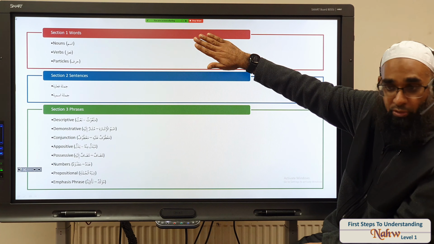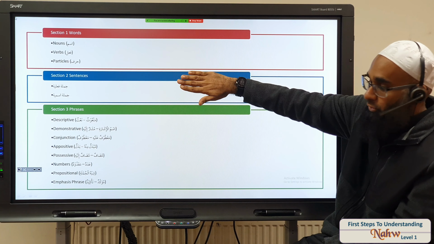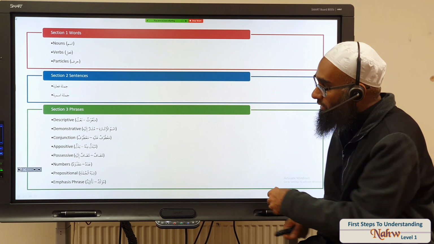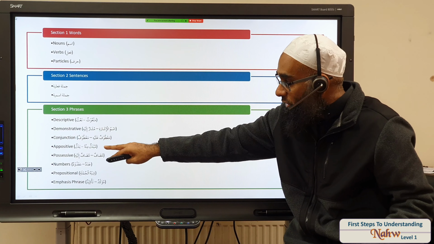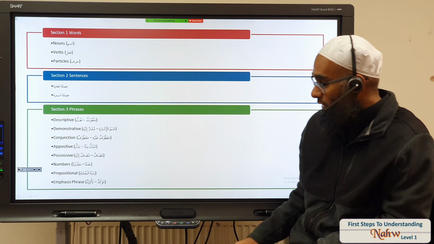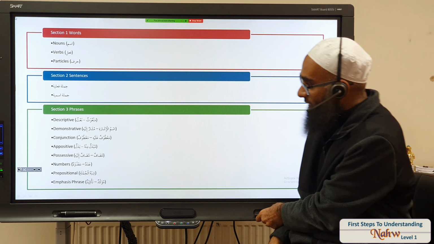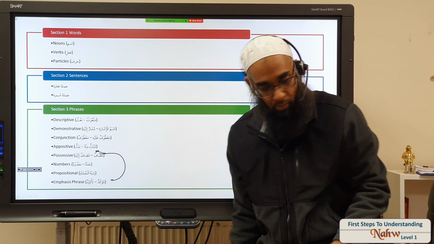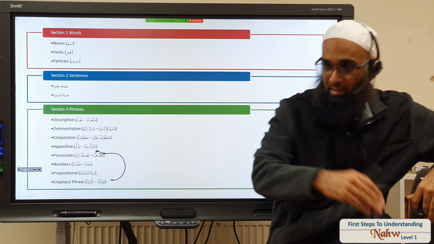So just a recap, what have we covered so far in our book? We covered words on their own, noun, verbs and harf, jumla ismiya, jumla fa'iliya, and then we had the phrases. So until now we have covered descriptive, demonstrative, conjunction, appositive, possessive, numbers, and prepositional phrase. And now we're going on to emphasis phrase. So in theory, emphasis phrase should really come here, because they also match in I'rab. But we've done it later on because we need pronouns to do this. Okay?